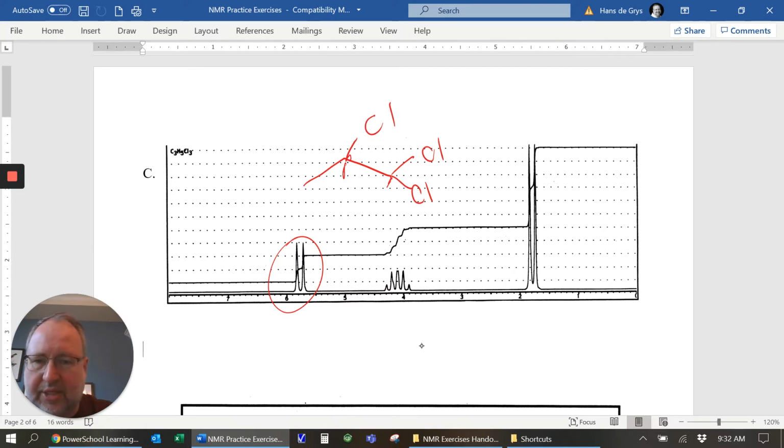Notice this integration is the same as this integration. So 1 hydrogen, 1 hydrogen. And then these, of course, are all 3 of these over here. They have 1 neighbor, so they're split into a doublet. Check out that integration, much bigger. Chemical shift also below 2.